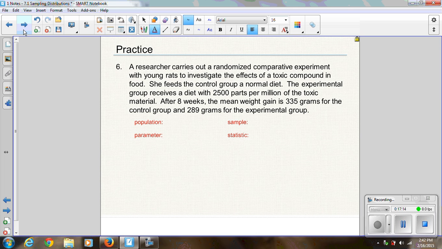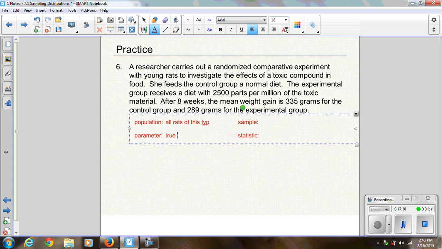This problem is a little bit different because we're not taking a sample. Instead, we're dealing with a group of rats that have participated in the experiment. So the population would actually be all rats of this type. We'll assume that it's the same kind of rat. And in this case, since I'm comparing 2 different groups, it's actually going to be the true mean difference in weight. And I guess we can say in weight gain, since that's what we're interested in.